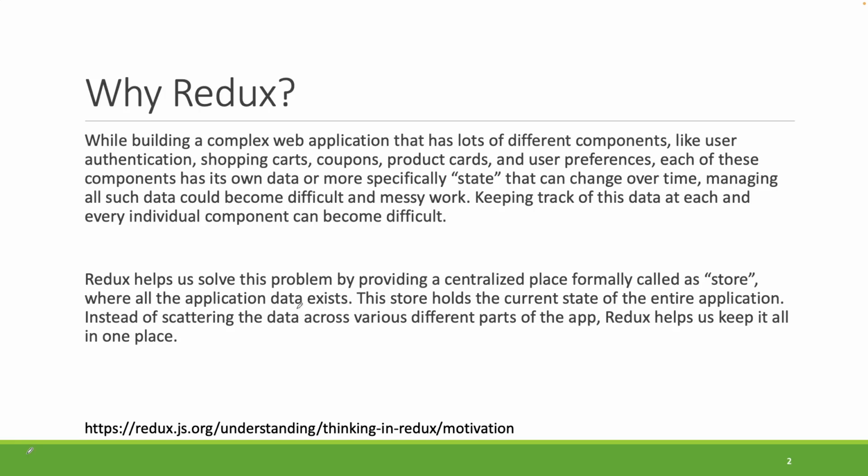Suppose now we are building a complex web application and have lots of components like user authentication, shopping carts, coupons, product cards, and user interface, user preferences. Each of those components has its own data, or more specifically, state that can change over time. Because we have so many components and they may communicate with each other, managing all such data could be difficult and messy work.